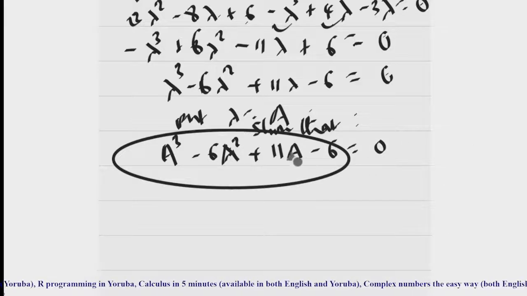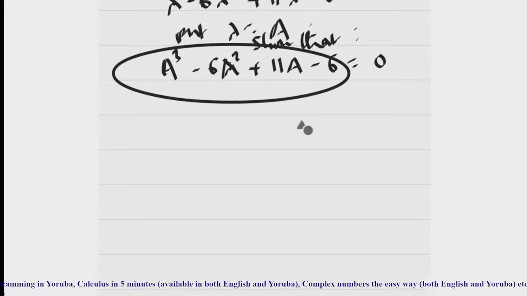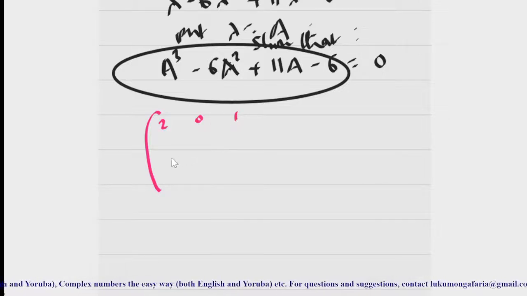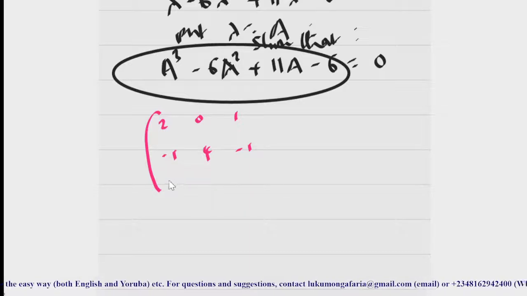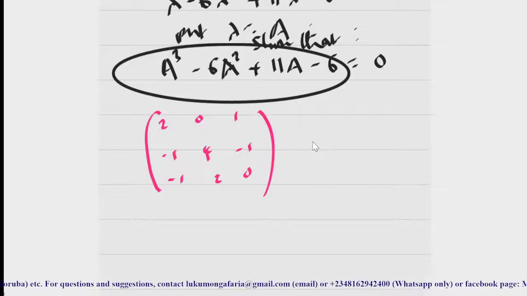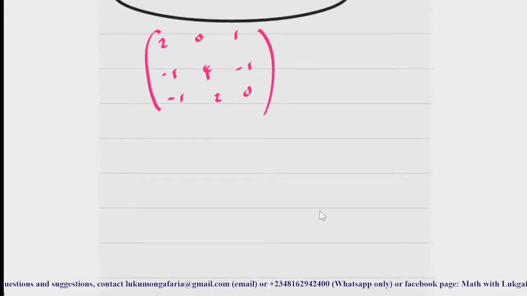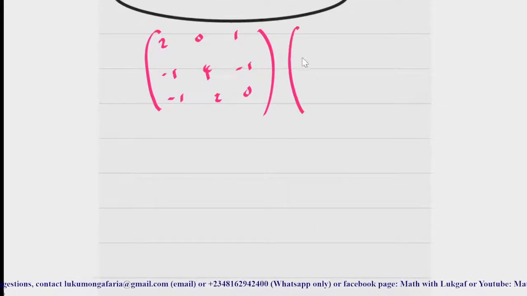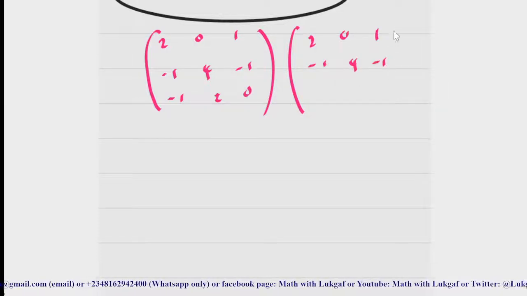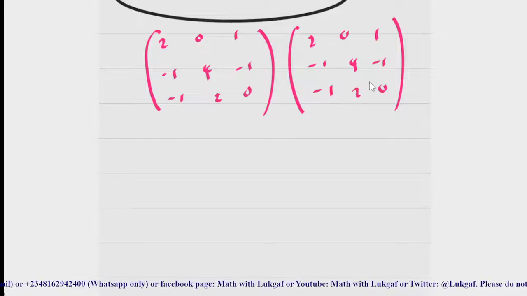What is my A again? So that I don't make a mistake. Recall that my A is what? So our matrix A is 2, 0, 1, minus 1, 4, minus 1, minus 1, 2, 0. So let me find A squared. Then after that, I find A cube and see what I'm going to have. Okay, now this is 2, 0, 1, minus 1, 4, minus 1, minus 1, 2, 0.